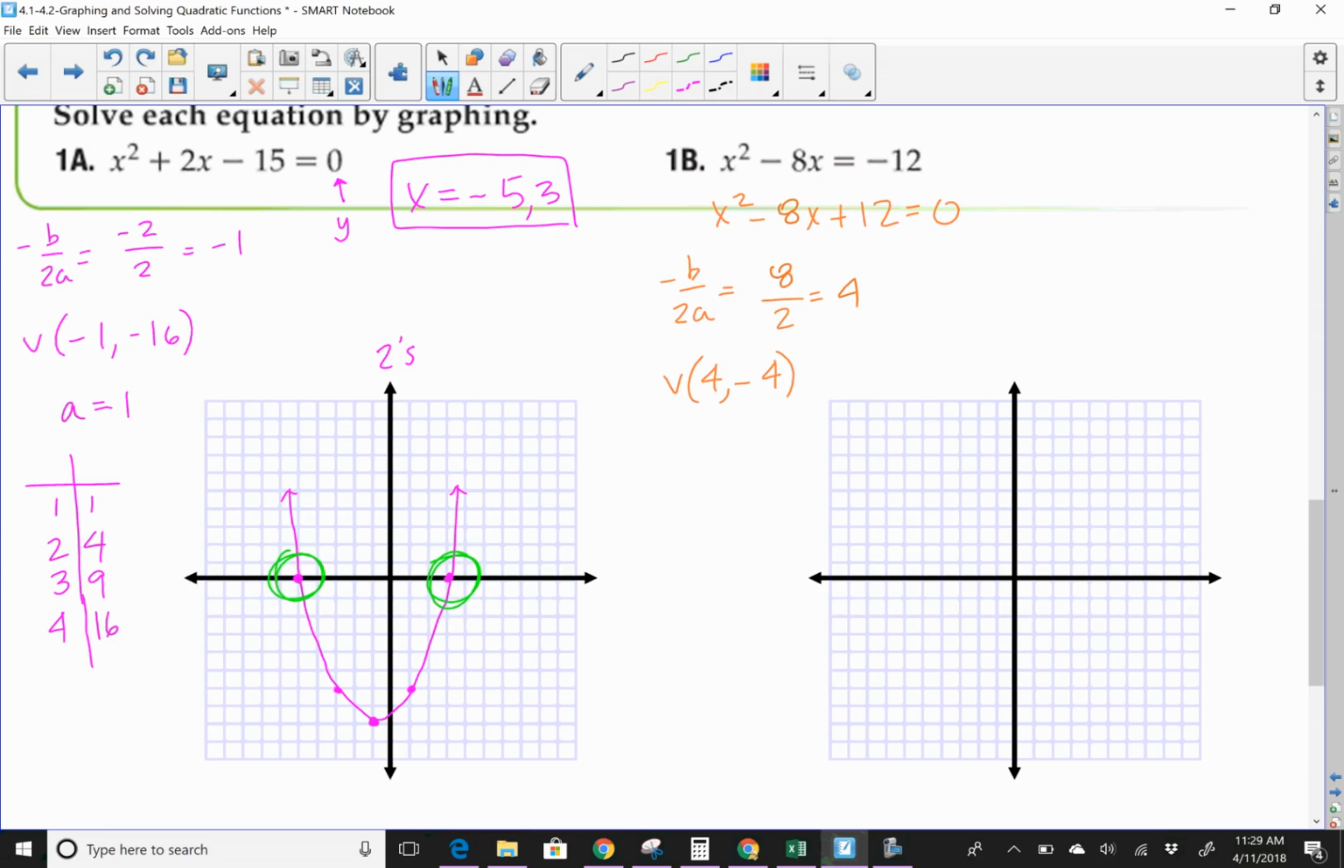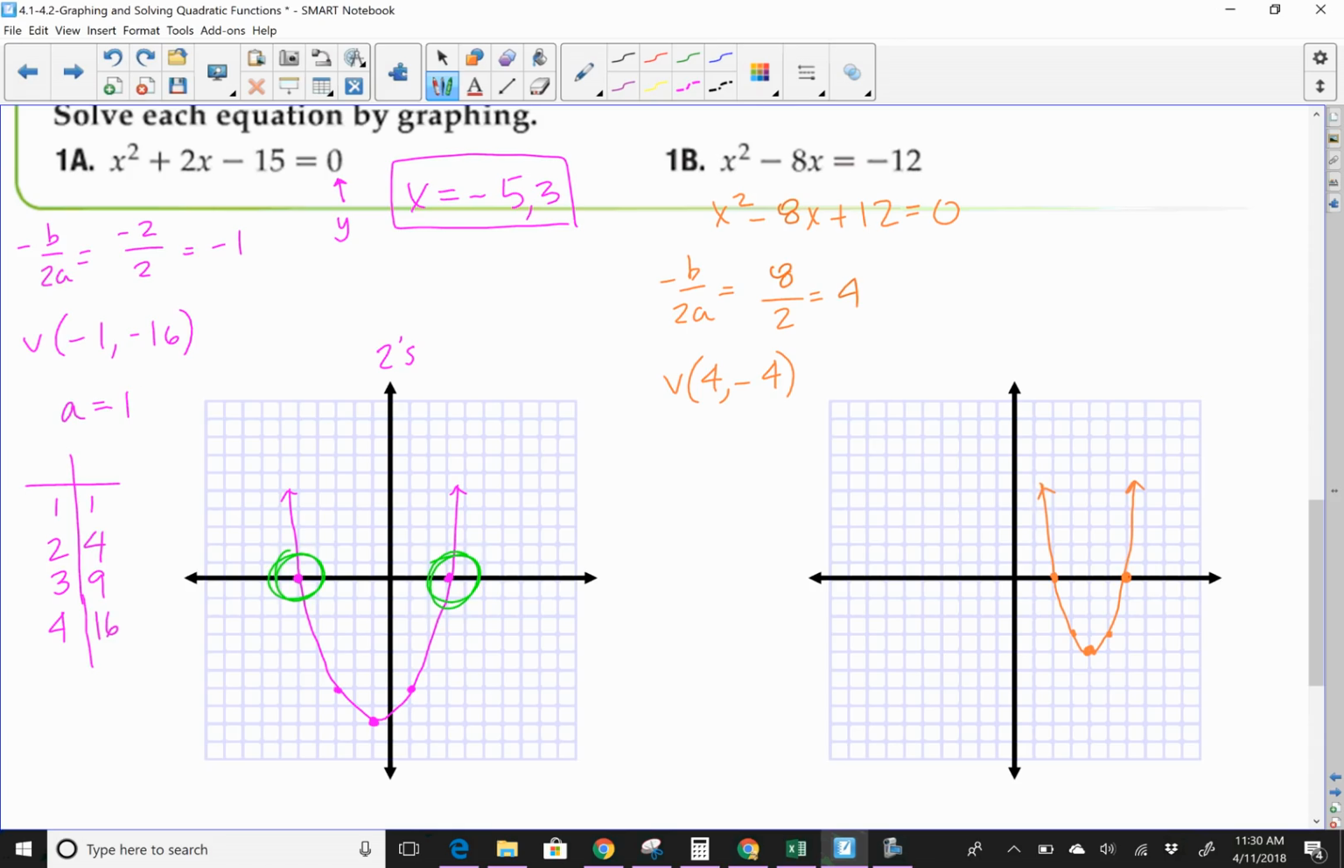Okay, so 1, 2, 3, 4, 1, 2, 3, 4. There's my vertex. I know it's going up. A is equal to 1, so I got these same key points. So I'm going to go over 1, up 1. And for what it's worth, you didn't really have to graph that, because if I go over 2, I'm up 4. And you're not going to worry so much about it.